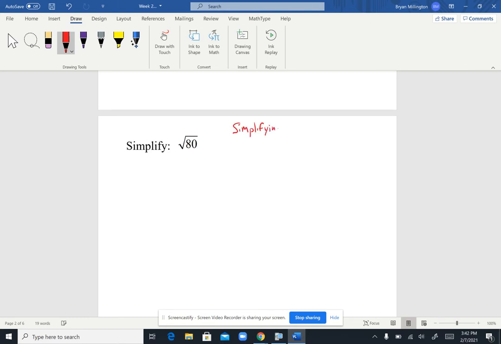Simplifying radicals. And we'll get an exact radical answer in a minute here. So again, you want to write that list of perfect squares down the side of your paper.